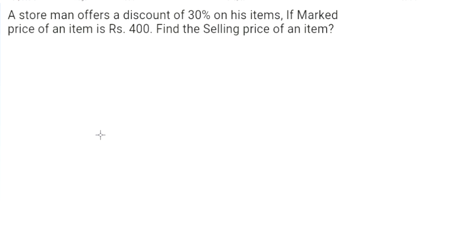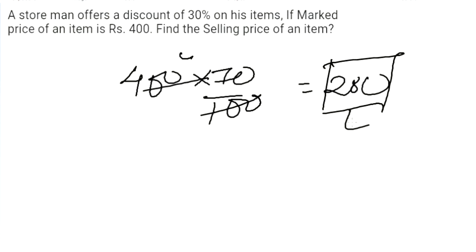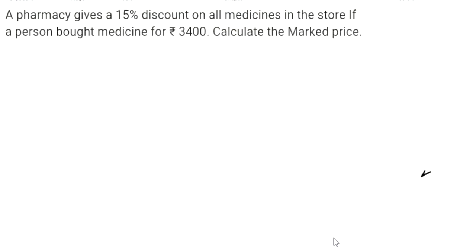Let's solve another question. Here it says 30% discount on the mark price 400. So simple, just like that. 400. How much is left out of 100? 30% taken out, 70%. So 70 by 100 into 400. 4 cut. 4 into 70 is 280. That's the answer. Quick as possible.